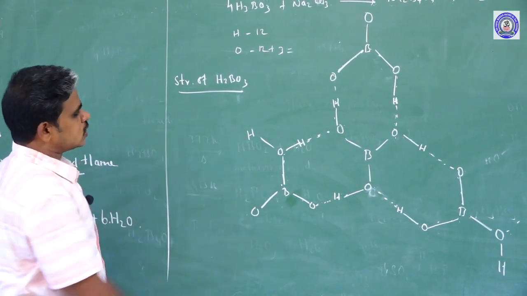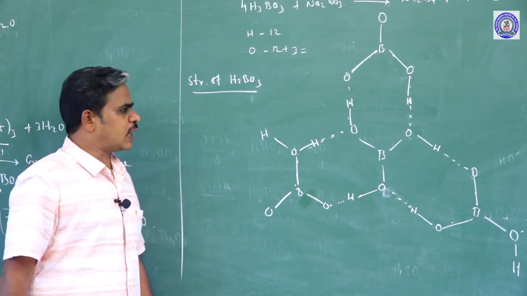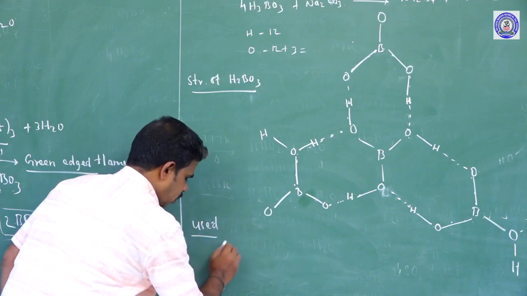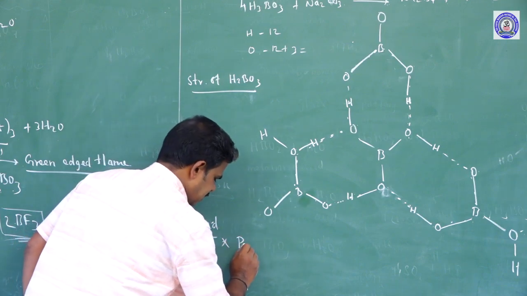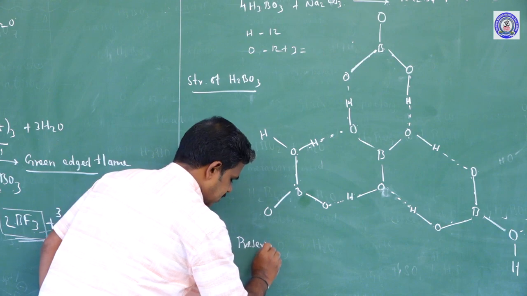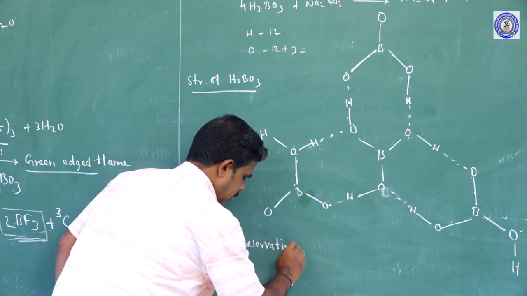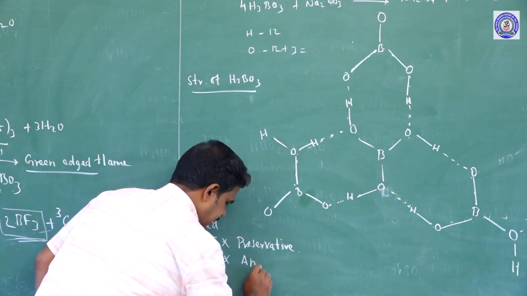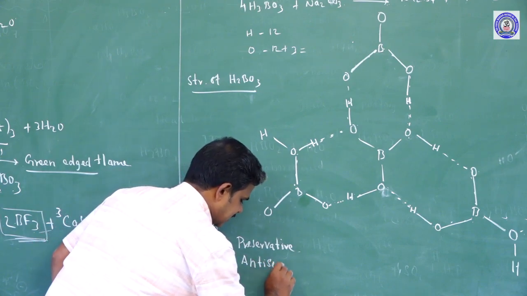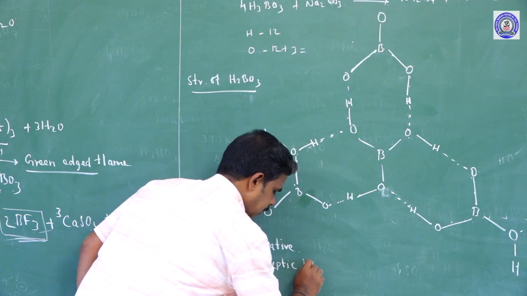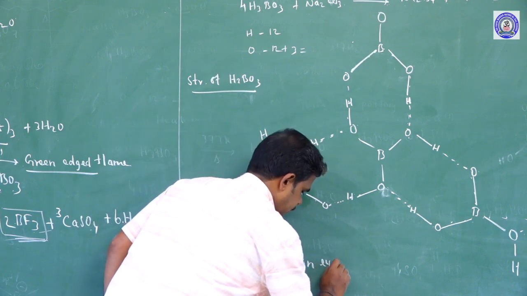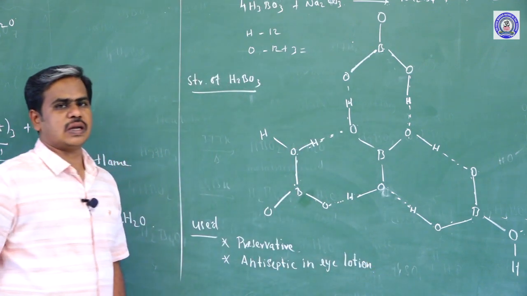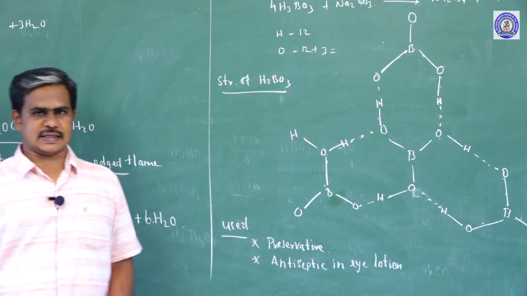Now what are the uses of boric acid? Boric acid is used as a preservative. And it is also used as an antiseptic in eye lotion. So these are the uses of boric acid.